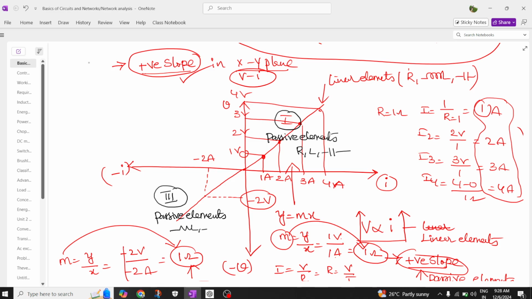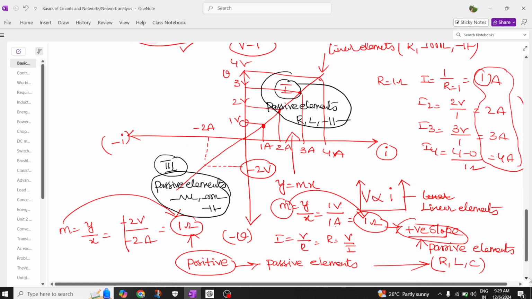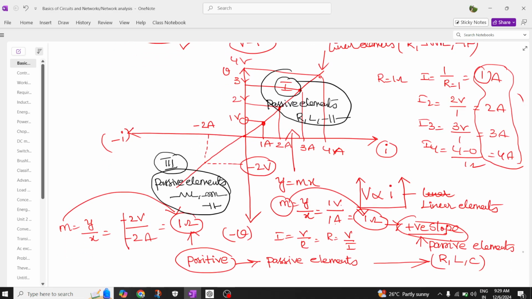Resistor, inductor, capacitor. These are called passive elements. Now come to our next analysis. So same graph I am going to draw here, which will create clarity for you.